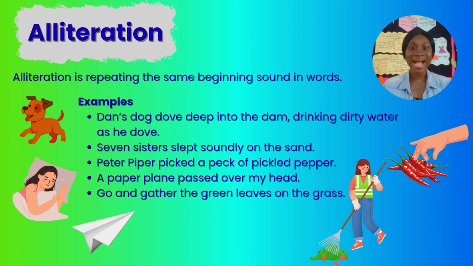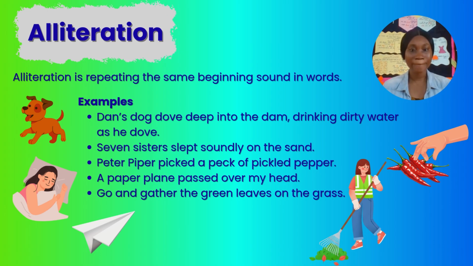Example: Dan's dog dove deep into the dam, drinking dirty water as he drove. You can hear the sound d, d, d, d, d. That's letter D. It's a consonant. Now, another example: Seven sisters slept soundly on the sand. What sound can you hear? S. So the S letter is being repeated in the sentence and the sound is being repeated. Another example: Peter Piper picked a peck of pickled pepper. That's a consonant sound. So that's alliteration.